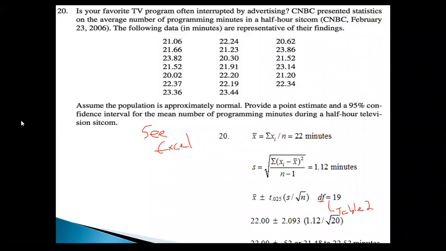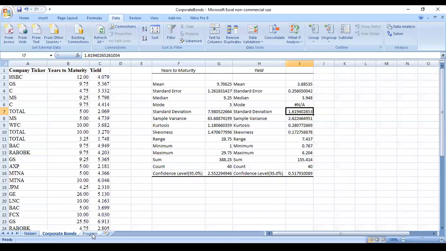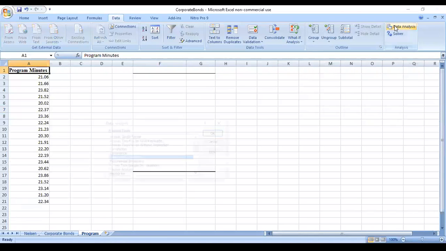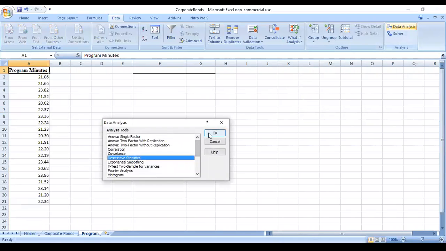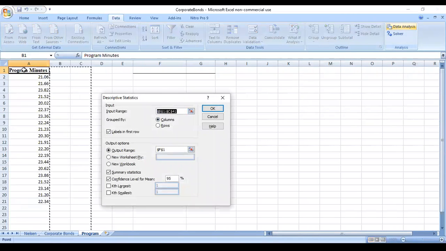Is your favorite TV program often interrupted by advertising? CNBC presented statistics on the average number of programming minutes in a half-hour sitcom, and the following data are representative of their findings. So that gave us all this, and it's in an Excel file. So let's go again and look at our Excel file, and so that's going to be the program. Again, we're going to do the data analysis because we're really interested in just a couple of items, and it's just easier to find them quickly using data analysis.